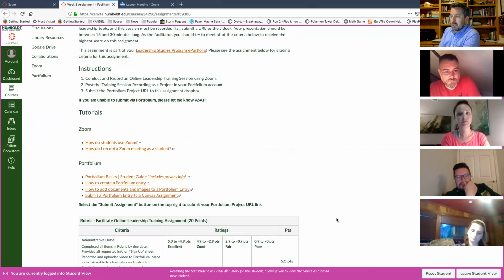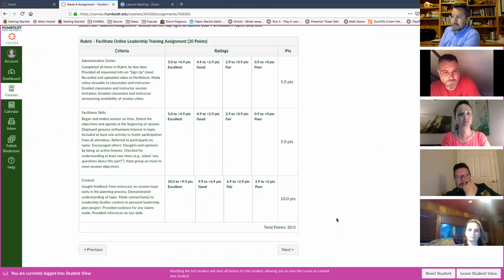So those two together are the signature assignments for this course. And you can kind of see it's broken down by administrative duties, facilitator skills, and content. If you stick with the leadership studies type of content, if you truly try to engage and have people participate, that takes care of the facilitator skills one. And then the administrative duties.